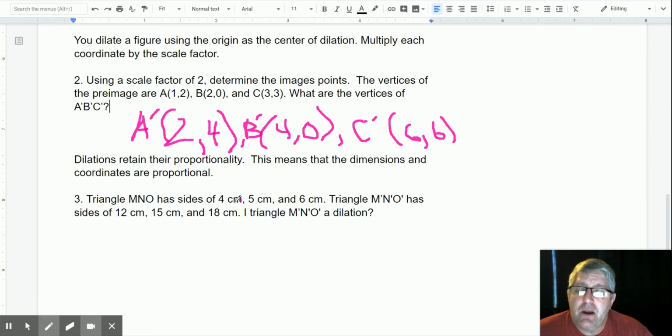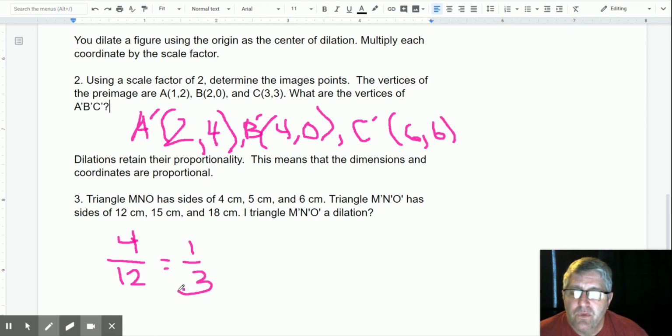I've got a triangle called MNO, and its sides are 4, 5, and 6 centimeters. Now I've got a triangle M apostrophe, N apostrophe, O apostrophe, and its sides are 12, 15, and 18 centimeters. Is triangle MNO a dilation? I love it when I find errors in the middle of that. Well, let's look. So I'm always going to do image divided by pre-image, right? So here I've got image is 4 divided by pre-image is 12. So what do I got? I got 1 over 3. So that's the ratio.